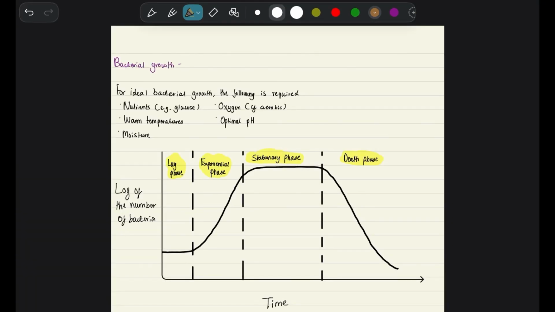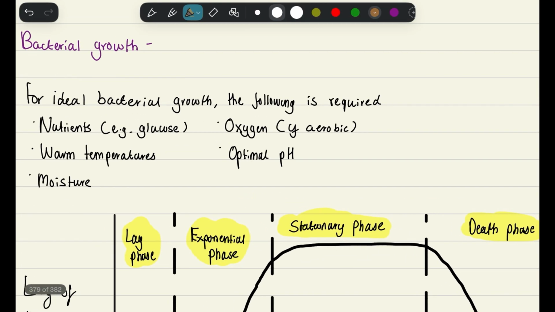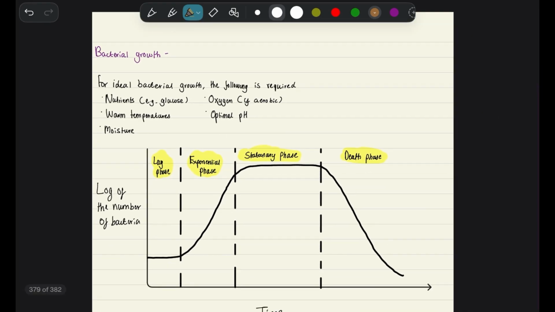And given we just mentioned bacteria, we just need to talk about bacterial growth to end this off. So in terms of ideal conditions for bacterial growth, you should know these: nutrients, warm temperature, moist, oxygen if they're aerobic bacteria, and an optimal pH. Those are all things that bacteria like.